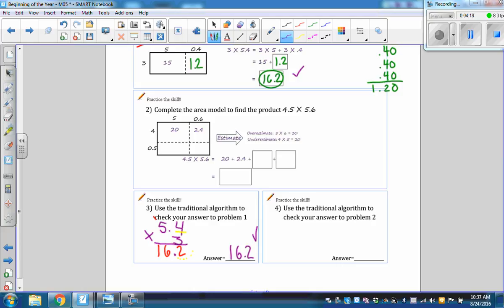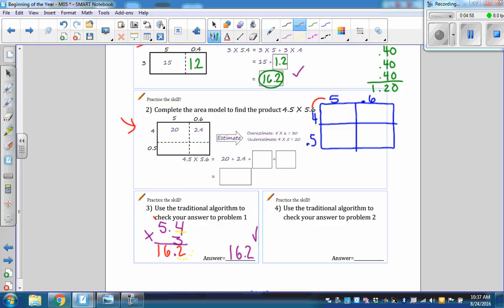Practice your skill number 2 is a little more complicated, but for many students, it's also a useful tool. So again, I've set the problem up, and I'm going to review how I did that off to the side. So I have 5 times 5.6, so since it's 5 and 6/10, I'm going to make a division in my box, times 4 and 5/10. And then explain where this diagram came from.